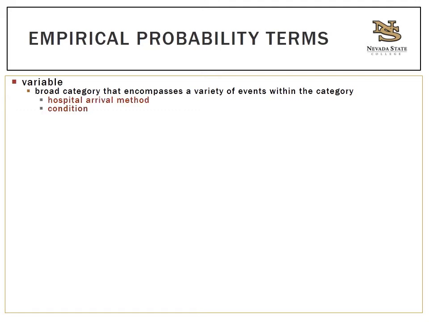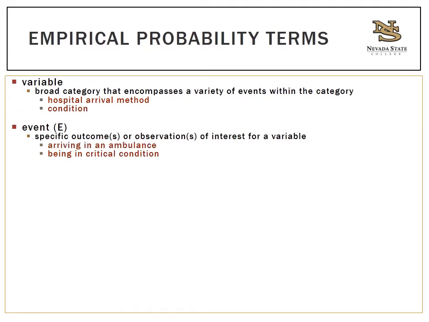So for instance, hospital arrival method and condition would be two variables. And then you would have an event or a specific outcome or observation for that variable. So for hospital arrival method, you could arrive in an ambulance or a helicopter or be brought in by a prison guard. For the condition, the specific events that could happen for that variable would be being in critical condition or in good condition or stable condition.